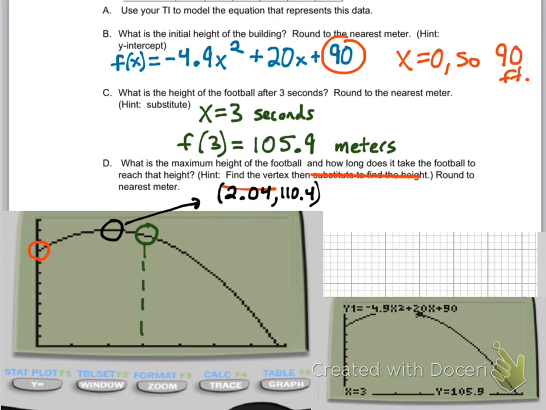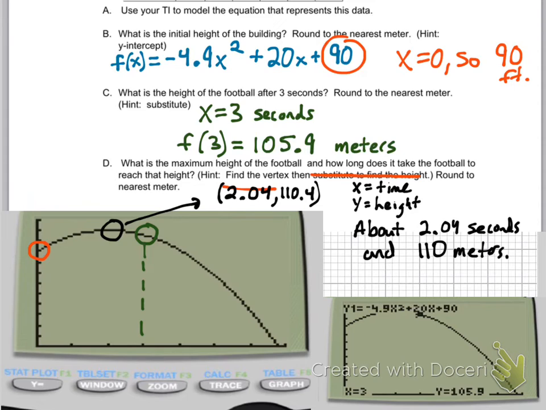Well, what does that mean? We got to think about this. X is time, and y is height. So that means that at 2.04 seconds, at about that time, we are about 110 meters in the air. Notice it says round to the nearest meter. So 110 meters in the air is the answer to D, and it took 2.04 seconds to get there.